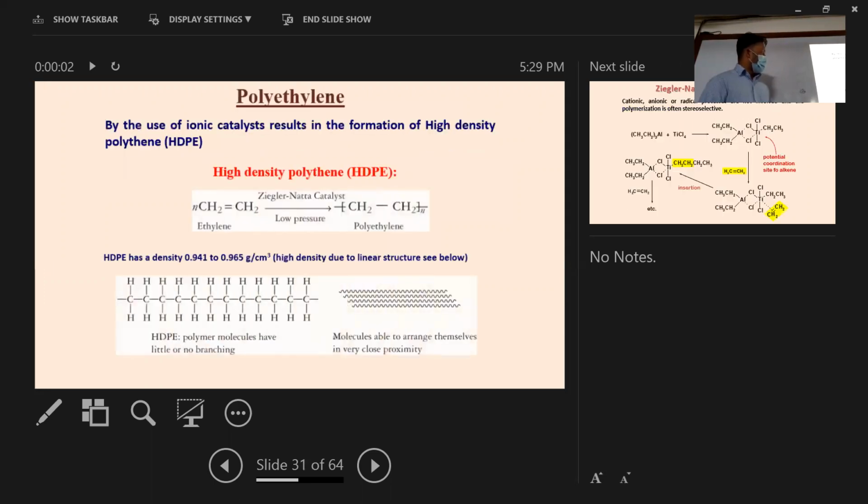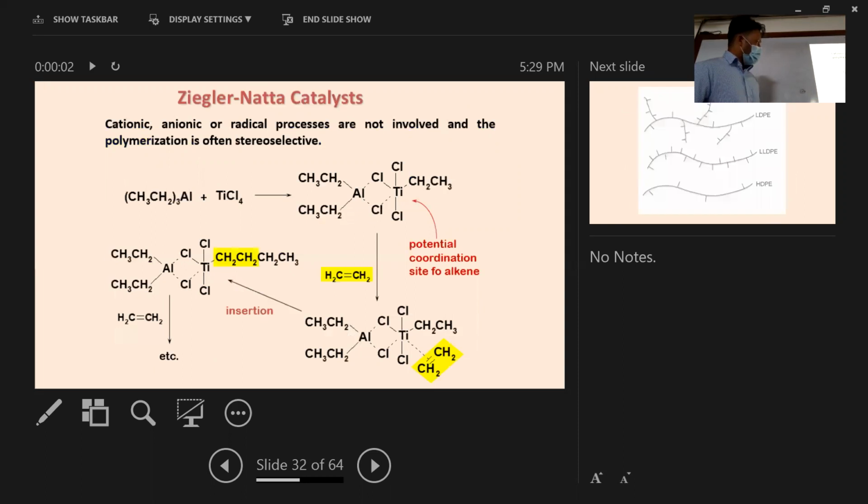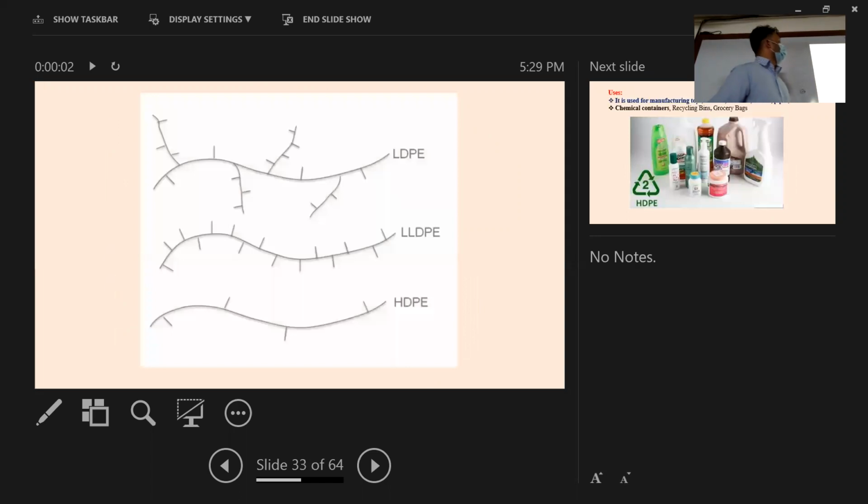But for HDPE, these are linear, so it's easy to come close. Therefore, the density increases. So a very small amount of air can be inside. Therefore, the density becomes higher. Now you see the use. I'm not interested to teach this. See the structure. This is HDPE, that means linear mostly, but this is our LDPE.